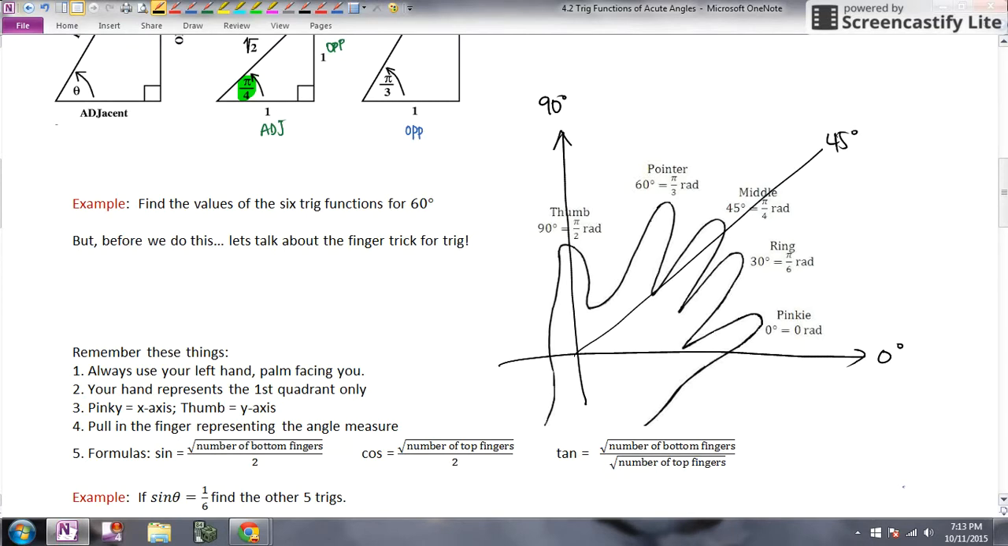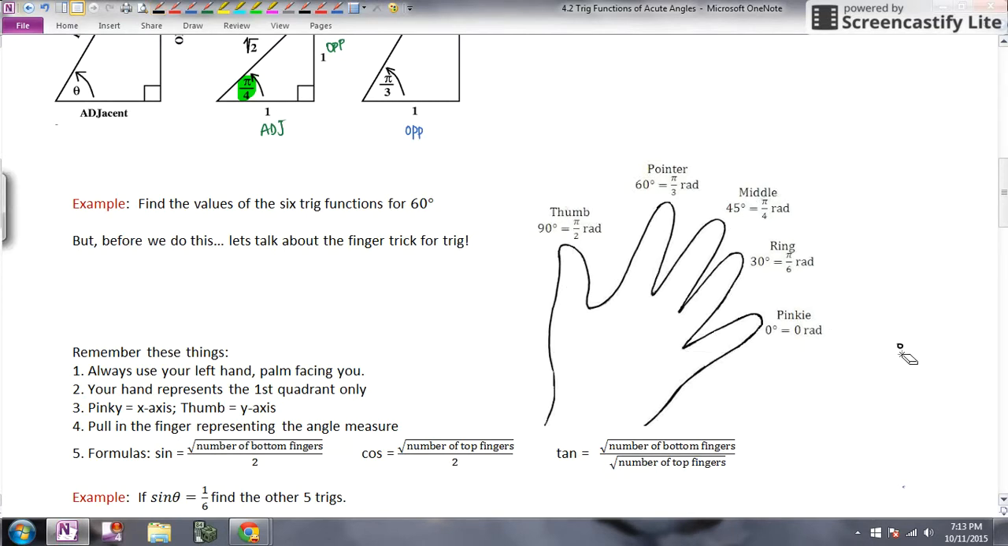And so how do you read it? Well, the big trick is this: you fold down whatever finger you need, whatever angle you need, and then you look at the fingers that are left. Sine is the square root of the number of bottom fingers, over 2. Cosine is the square root of the top fingers over 2. And tangent is just sine over cosine, or the number of bottom fingers over the number of top fingers, both of those square rooted. Now, what the heck am I talking about?